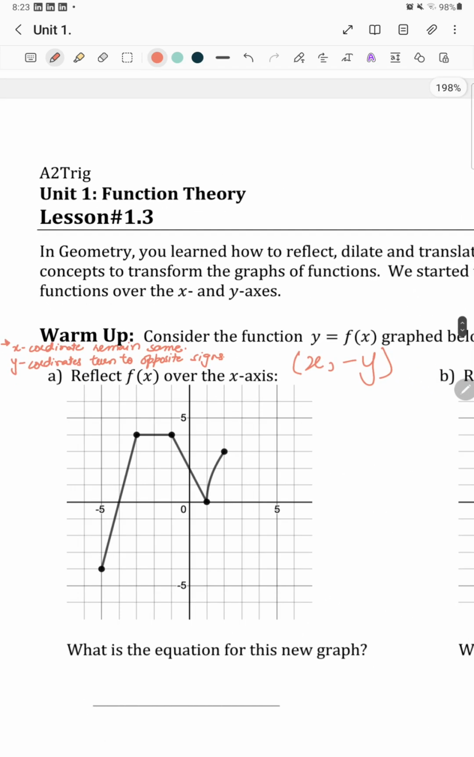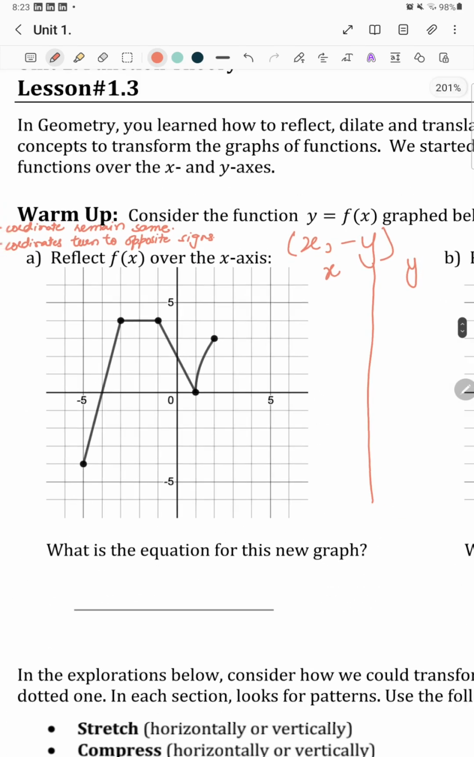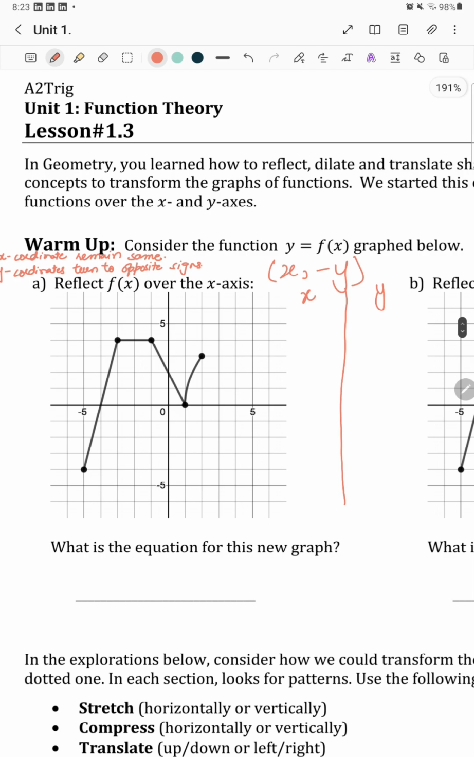Okay, so a very easy way to do this is to write the x and y coordinates first. So what are the x coordinates? 2, 1, -1, -3, -5.